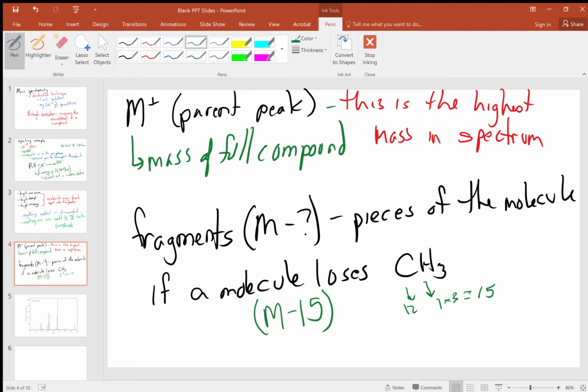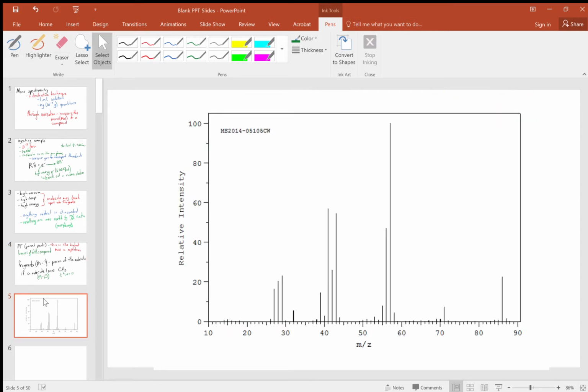So the best way to talk about this further is to just jump in and let's look at some actual spectra. So the spectrum we have here is the spectrum for hexane. It's a 6-carbon molecule. It's fully saturated, so it has the maximum number of hydrogens, which is 14. So C6H14.